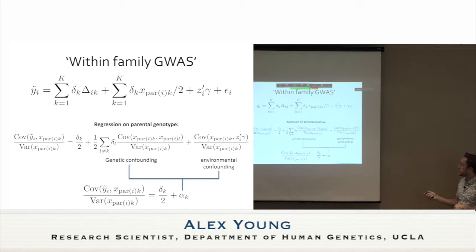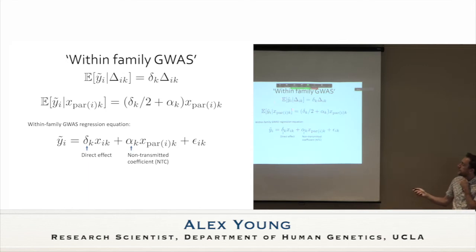So you're picking up this genetic confounding term, and you're also picking up environmental confounding terms. So the correlation between the genotype and the environmental factors going through the combined parental genotype. This would be including indirect genetic effects if they exist. We're going to subsume these terms into this alpha coefficient. So then the regression on the parental genotype gives you 1/2 of the direct effect plus this confounding term.